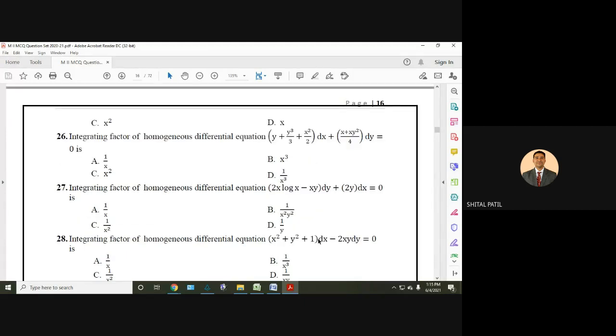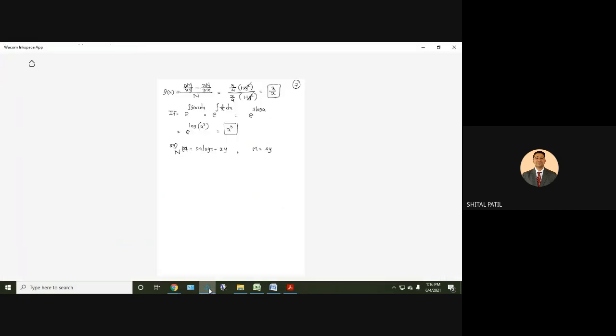Next, example number 27. If you are not getting all these things, anyone let me know, so that I will use any other method. And be careful while writing M and N. So see what the M is here. I was also making a mistake. N is 2x log x minus xy. M is 2y. Now del M by del y.